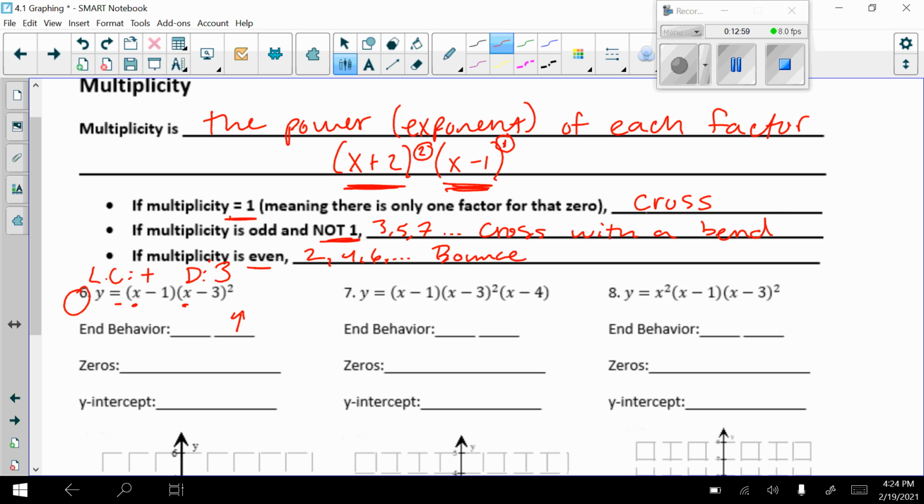Okay. So it's an odd degree. That means my signs don't match. And I got to go down. Figure out what my zeros are. And I just got to switch the numbers inside the parentheses. So I have 1 and 3.